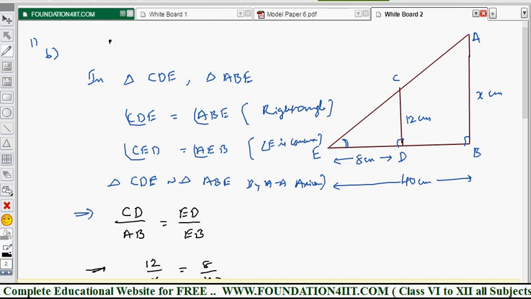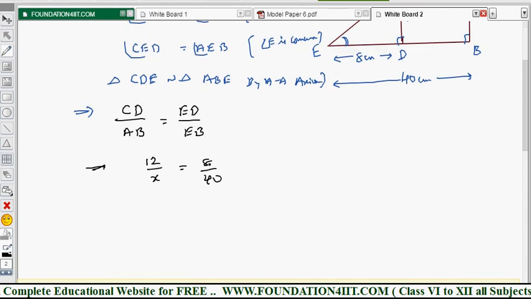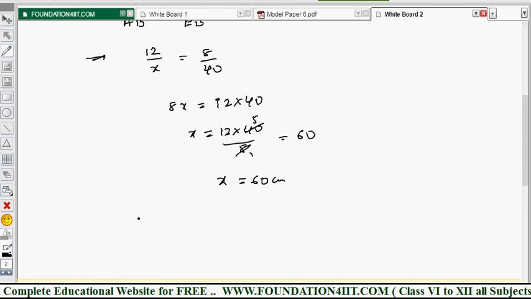So let's take the steps starting from the beginning. Let AB be x centimeters. This is the length of the tower. If you find x, that is enough. You can cancel in cross multiplication. 8x is equal to 12 into 40. x is equal to 12 into 40 by 8. So 8 ones are 8, 8 fives are 40, 12 fives are 60. Therefore x is equal to 60 centimeters. That means the height of the tower is 60 centimeters.